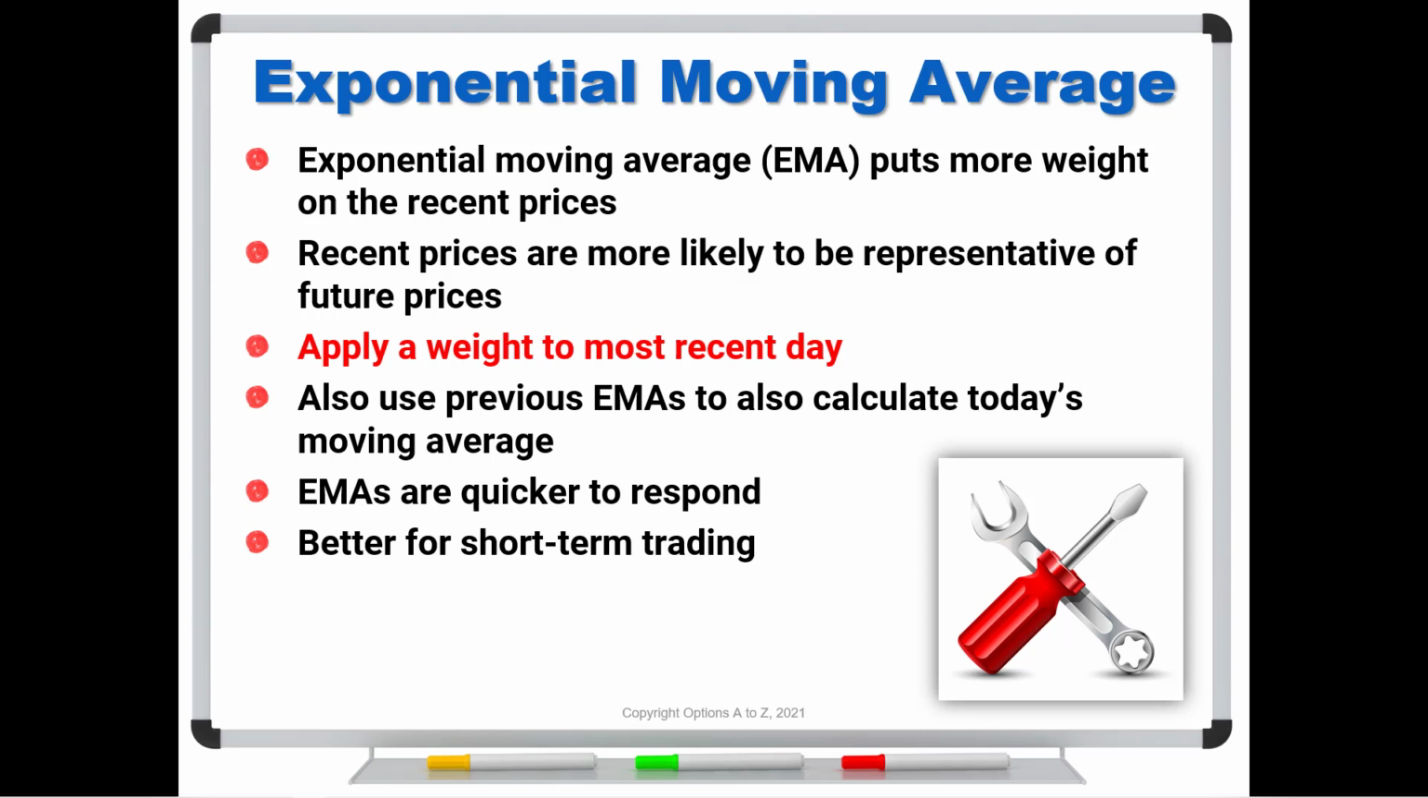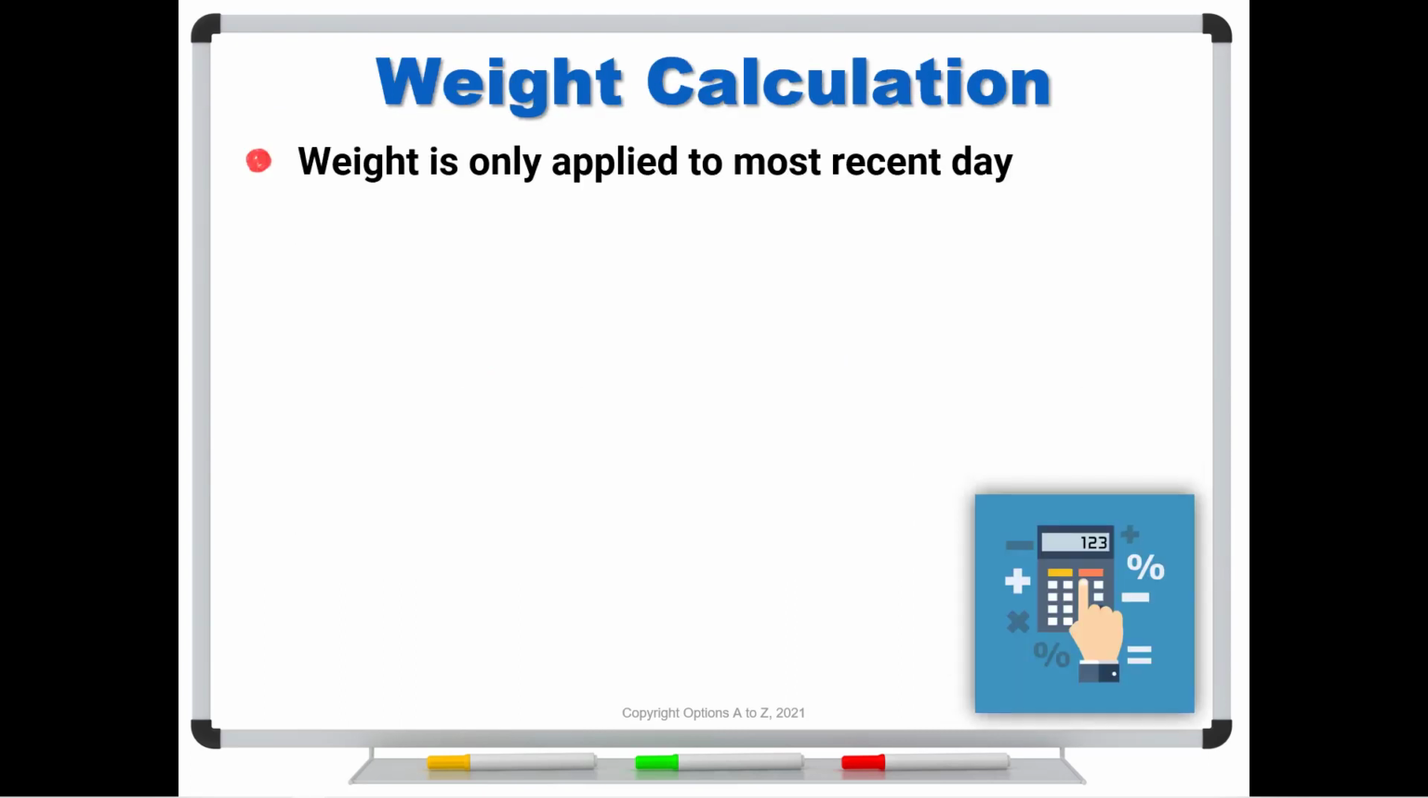How would we figure out this weight for the most recent candle? Well, the idea is that the weight is only applied to the most recent day. So if we have, let's call it an N-day exponential moving average, where N is the number of periods. If it's a 20-day exponential moving average, N would be 20. If it's a 50-day exponential moving average, N would be 50.